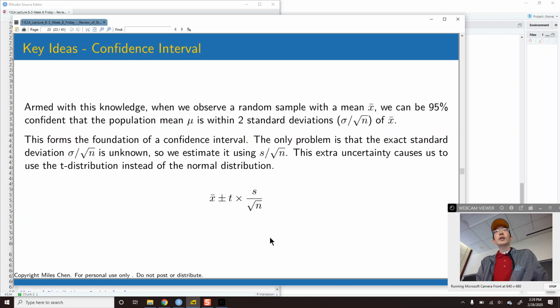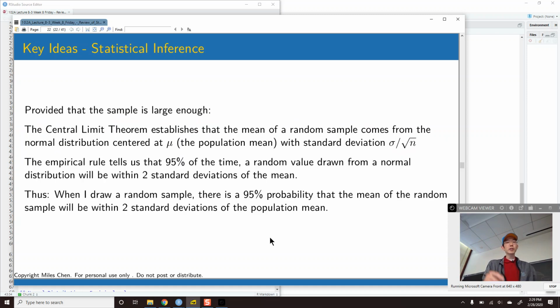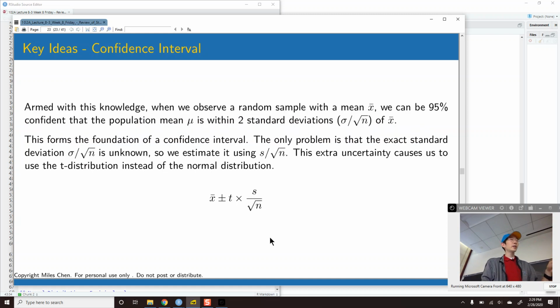Okay. And then you get the confidence interval, which is just taking that logic and working backwards, right? So here we said when I draw a random sample, there's a 95% chance that the mean of this random sample is within 2 standard deviations of the population mean. Okay. And now what we say is, when I observe a sample mean here, I can be 95% confident that the population mean is within 2 standard deviations of my sample mean, right? All right, and that forms the foundation of the confidence interval, right?